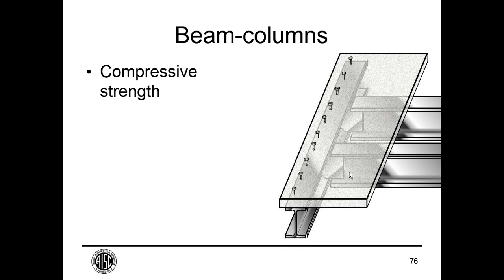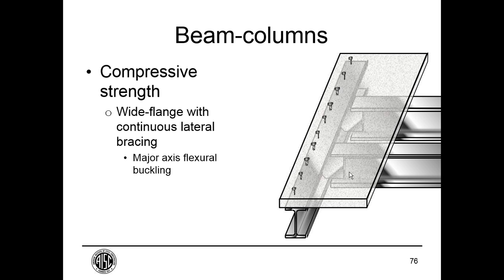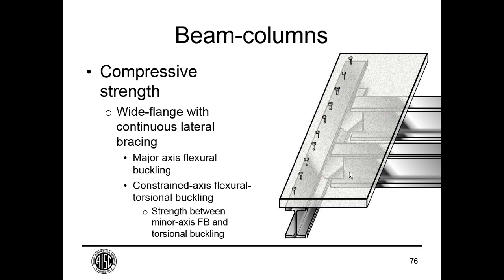Now if you have a composite deck like this, a couple of things are going on. One, you have continuous lateral bracing of the top flange. So really, you still could get major axis flexural buckling. Minor axis flexural buckling can't really happen, but what you have is a sort of mixture of minor axis buckling and torsional buckling, and it's called flexural torsional buckling. And it's a constrained axis flexural torsional buckling in that the top flange can't move.